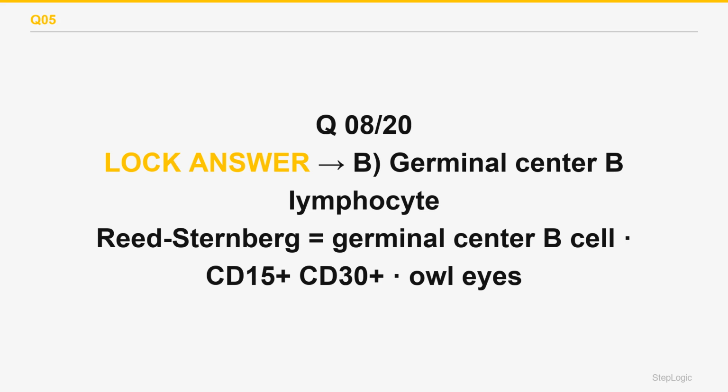The alcohol-induced nodal pain is a classic if uncommon clue. The owl-eye Reed-Sternberg cell of B-cell origin is the answer.